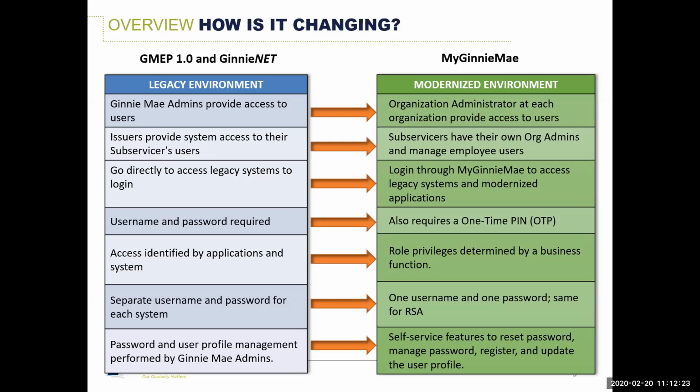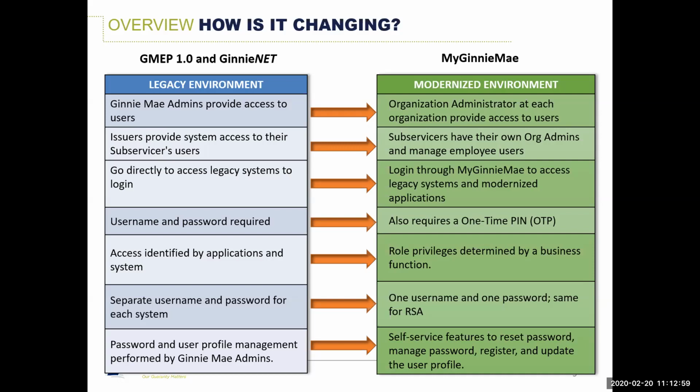Issuers in our legacy systems provided access to their sub-servicers. That's no longer the case. Sub-servicers now have their own organization administrators who manage the employees at their organization. Issuers no longer have to provide those employees that access. Now, there is a function behind the scenes based on the 11707 that connects sub-servicers to the issuers that they sub-service for. So there's nothing for you to do. If you're an issuer that has a sub-servicer, if you're a sub-servicer, please note that there's no additional step there for you. We take care of that behind the scenes.